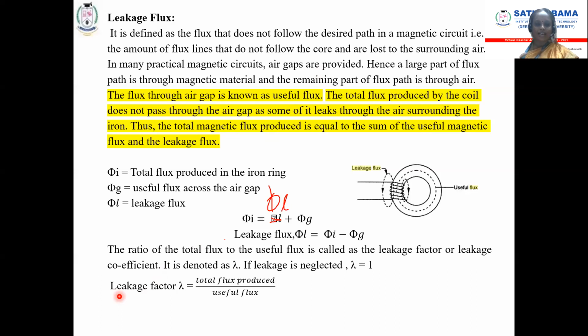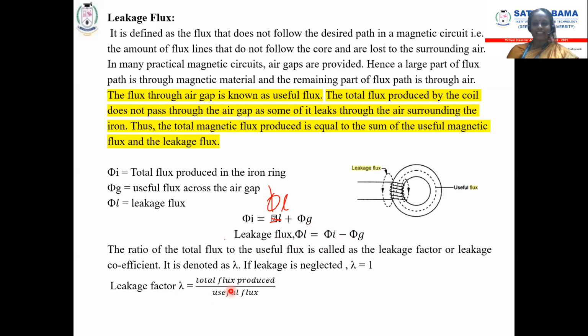What is the formula for leakage factor? Leakage factor means total flux produced divided by useful flux. Are you clear or not? Here they have given that my leakage is neglected now. The lambda is equal to 1. When lambda is equal to 1, total flux and useful flux are the same. So automatically the leakage flux gets reduced, and both fluxes will be the same. So at that time lambda will be 1, or else my lambda will always be greater than 1.